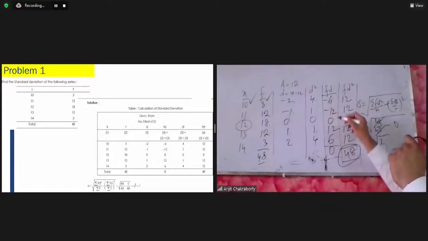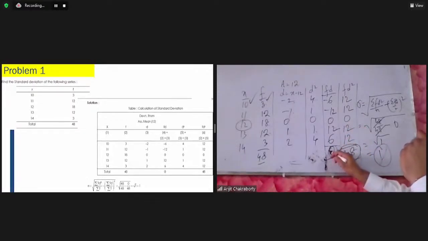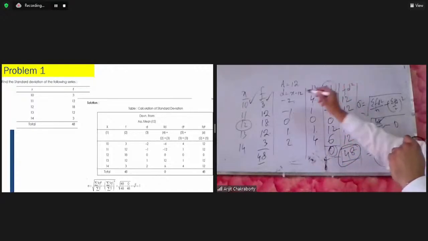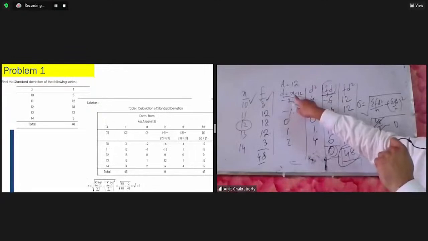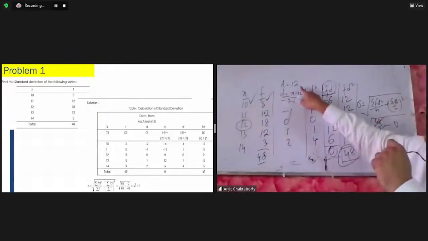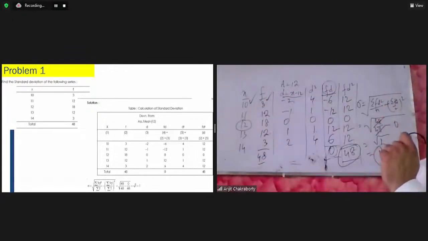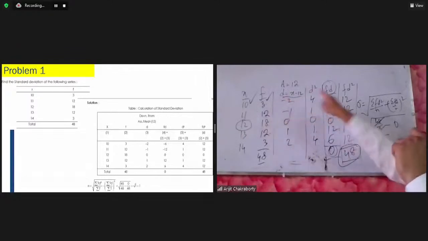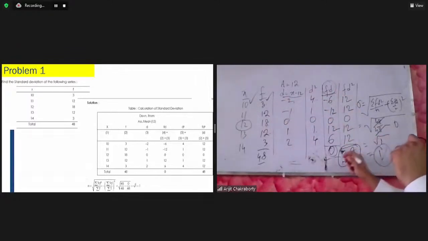So sigma FD: minus 6, minus 12, that is minus 18, plus 12 and plus 6, that gives you 0. So sigma FD is equal to 0 in this case, of course. Here you can see this is FD. D is the deviation calculated by subtracting the assumed mean from each of the numbers, right? We have just multiplied F and D to get FD. So sigma FD is here 0, in this case it is 0.